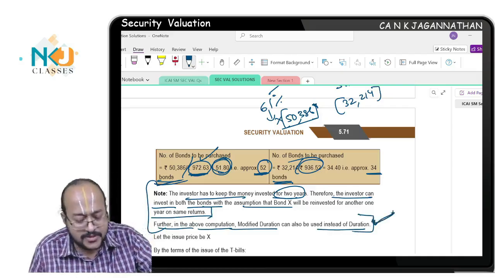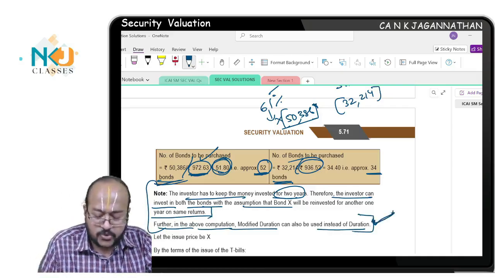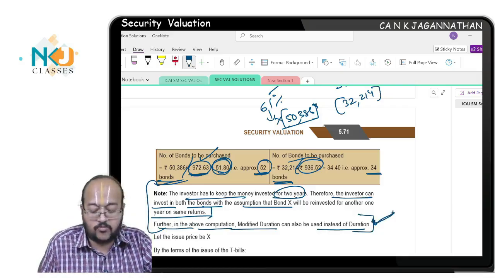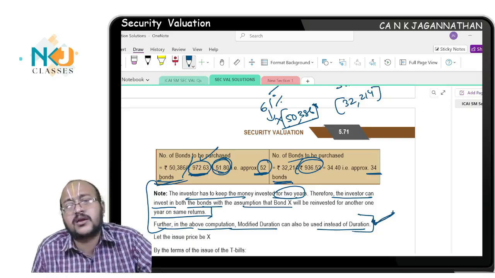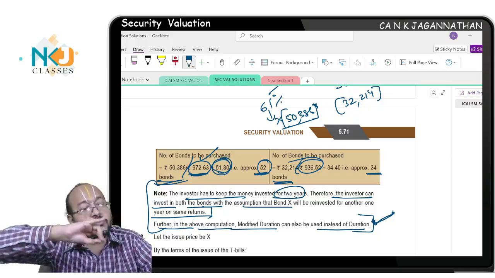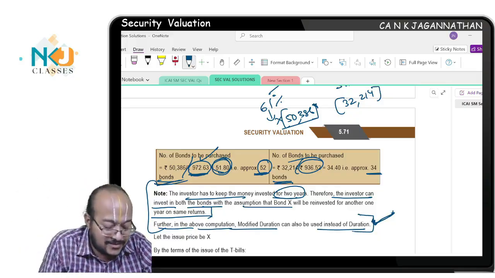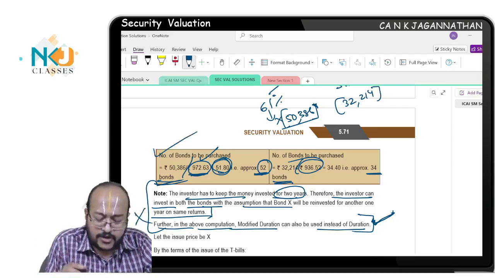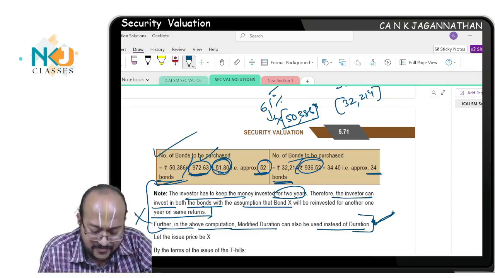So this will not be accurate. You have to compare duration, not modified duration. Volatility is, of course, an approximate method. Here, duration is the accurate method because duration is computed using intrinsic value. Hence, don't give priority to this. This note is not required. If you compute this, it is perfectly fine. I don't understand why they have given the note.